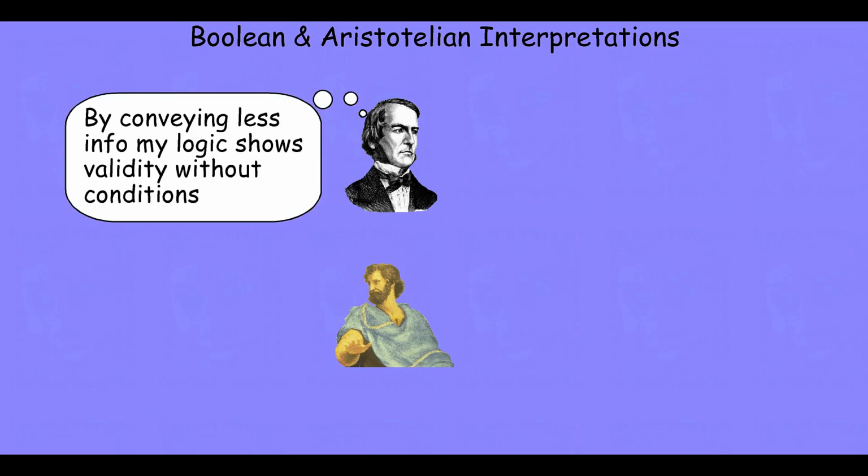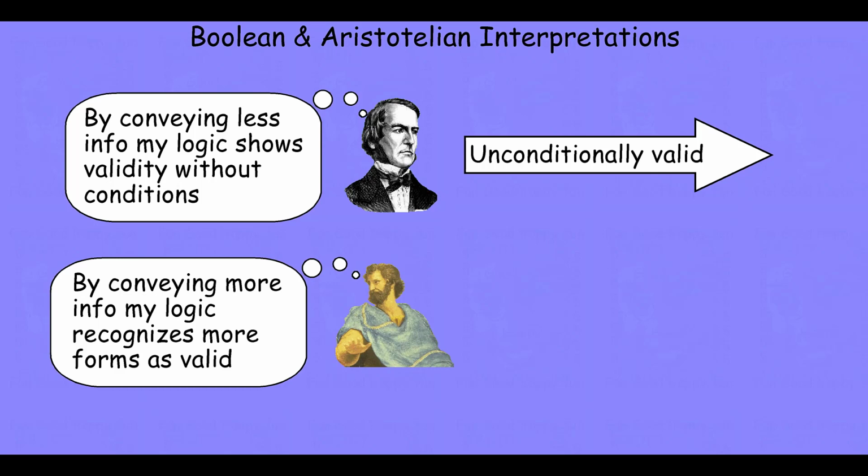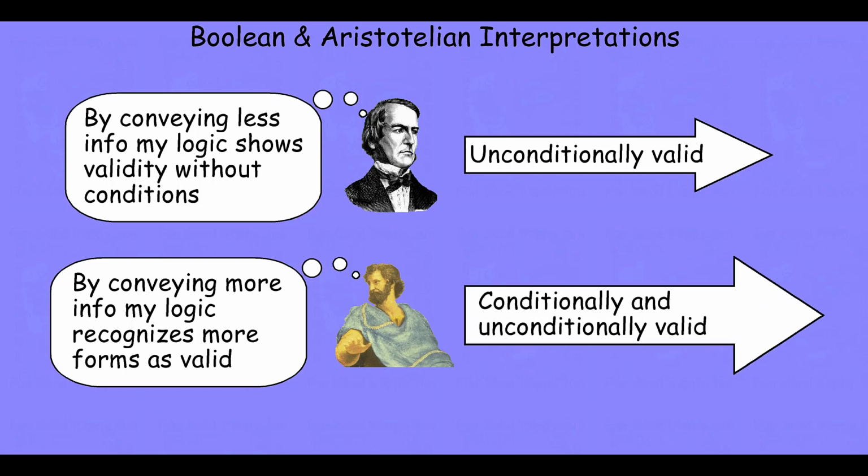Recall that Boolean and Aristotelian interpretations differ by conveying less information. The Boolean interpretation indicates validity without any conditions, but it's a smaller class of arguments that it can recognize as valid. By conveying more information through the Aristotelian assumption, Aristotelian logic recognizes more forms as valid. But many of those valid arguments are valid on the condition that the classes satisfy the Aristotelian assumption.